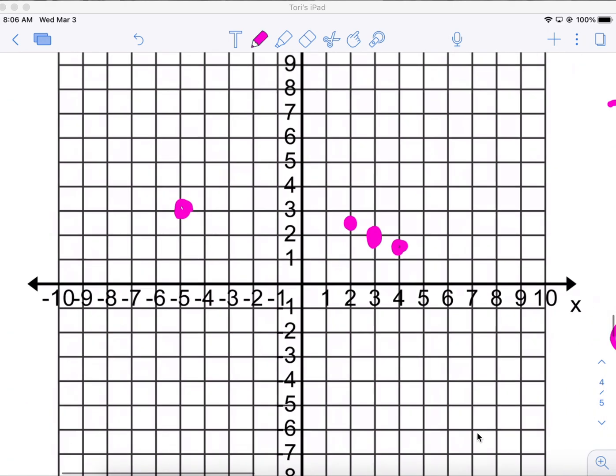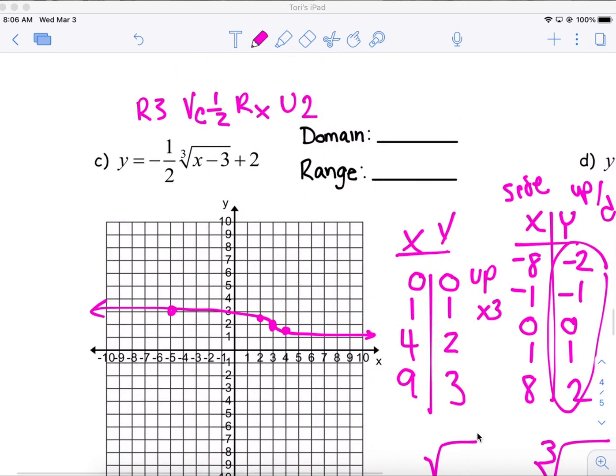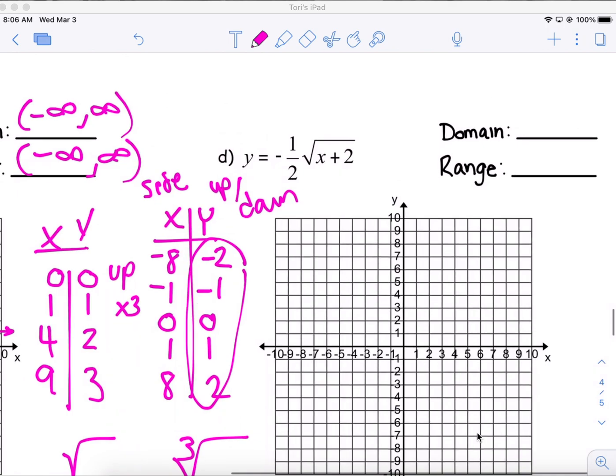All right, if I'm going to go ahead and draw that, it should look like this. Okay. All right, again, I love domain and range for these because it's double infinities. Please make sure you're using interval notation and not saying all real numbers on this test. Okay. All right, next one is D.